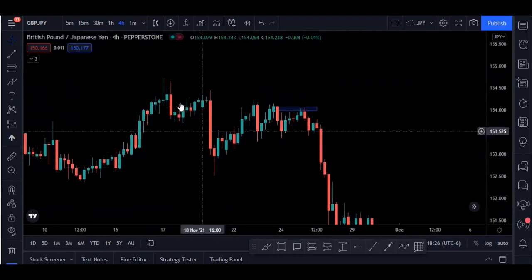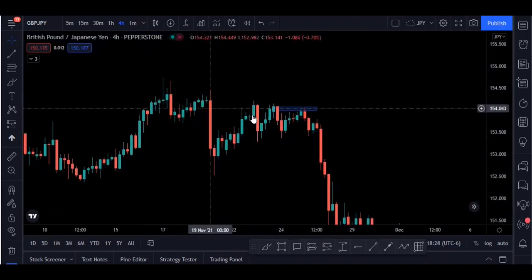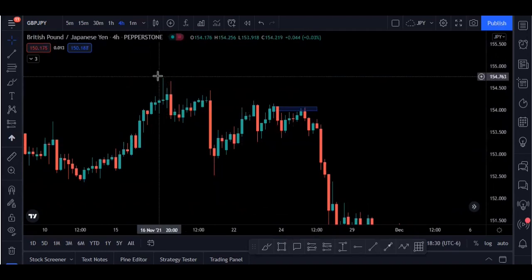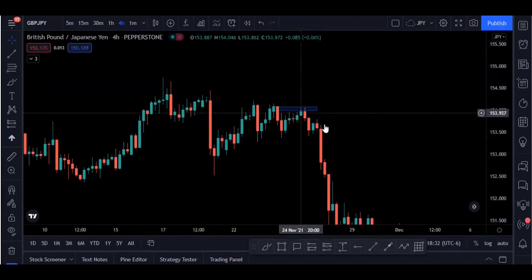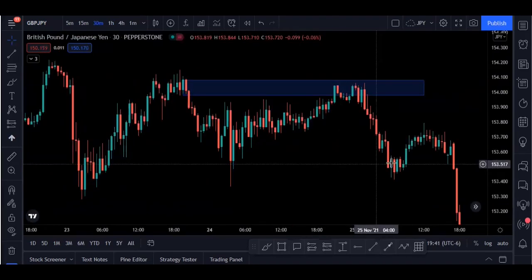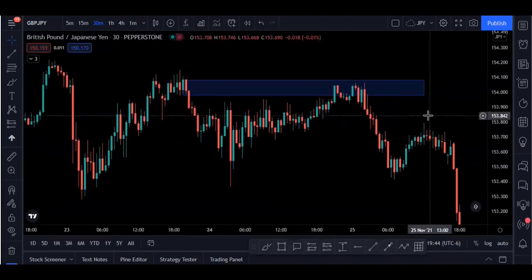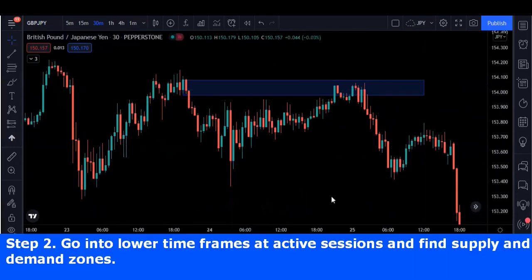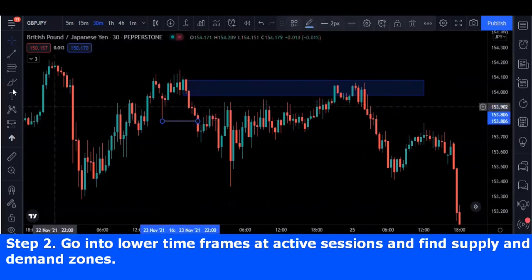As you can see, we have plenty of supply zones in these areas, and we're making this continuation to the downside. Okay, so as you know, guys, I only take trades based on the best active sessions, which are London and New York session. Okay, so if we go to the 30-minute timeframe, we can see in here we had a change of character.